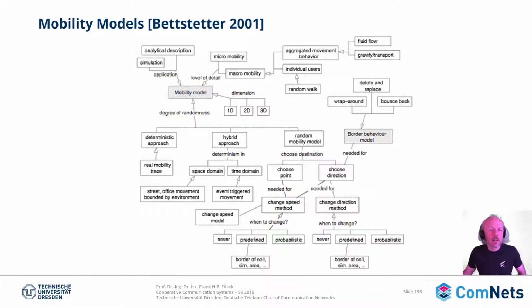Colleague Christian Bettstetter from Austria also made a very nice overview of all the possible mobility models. I think you cannot do it better, so therefore it's one picture out of his lecture, and then you can maybe detect which kind of mobility model you will need for your investigation. It is important to notice that mobility has a huge impact on the performance of any communication system. So it's always good to have a look at this.